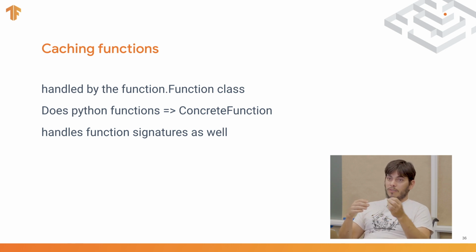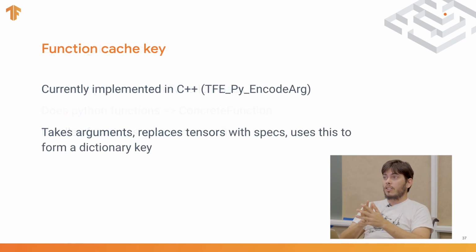If you look in our code base, you'll see the function.py file has a Function class, which does the cache key logic. And the cache key is mostly implemented in C now. There's this C API called tf.Py_encode_arg that takes a bunch of arguments, replaces tensors with tensor specs, and uses this to form a dictionary key. We do this in C because it's a little faster than doing it in Python and gives us a little more control over how we handle lists and dictionaries and things like that. If you're interested, that's where you'd want to look.